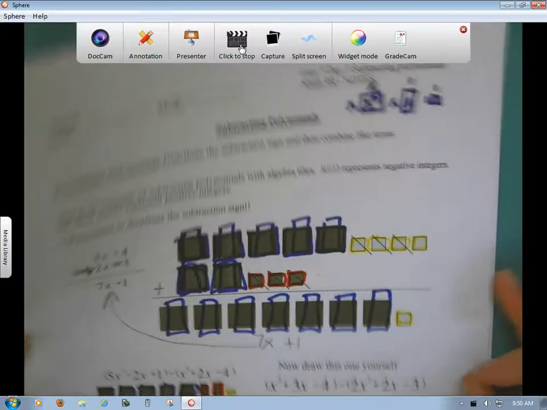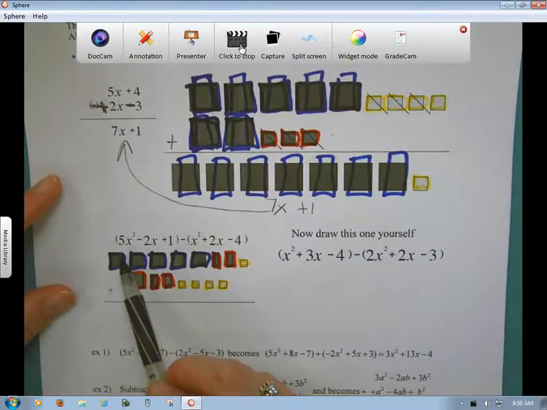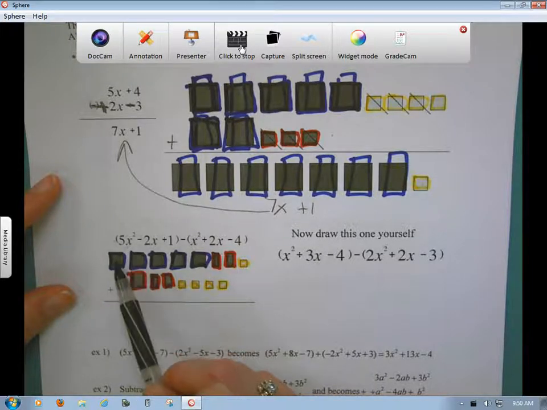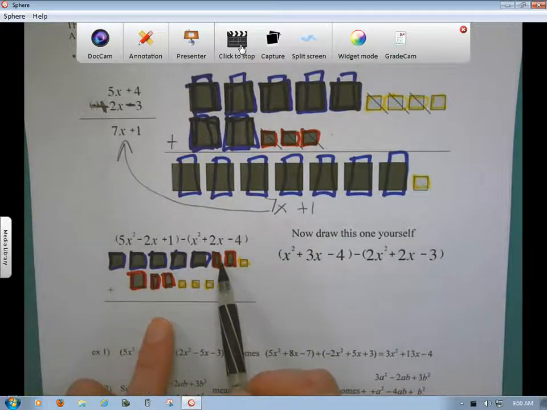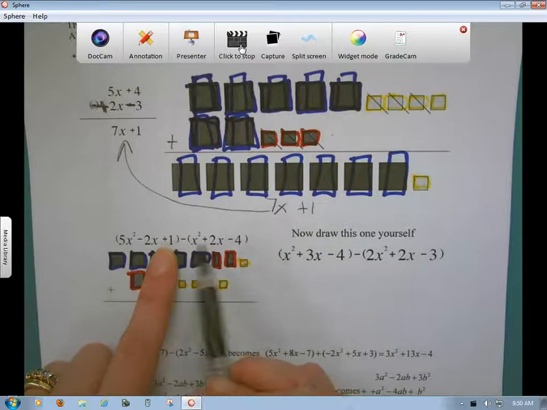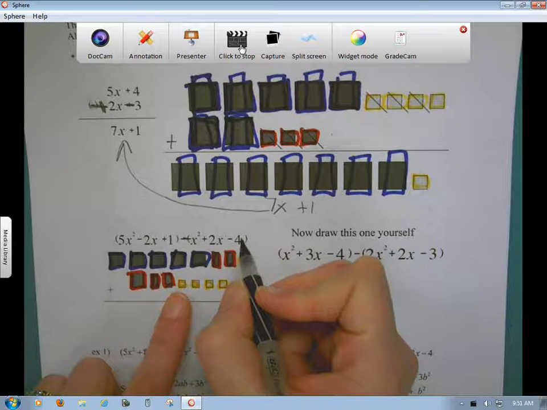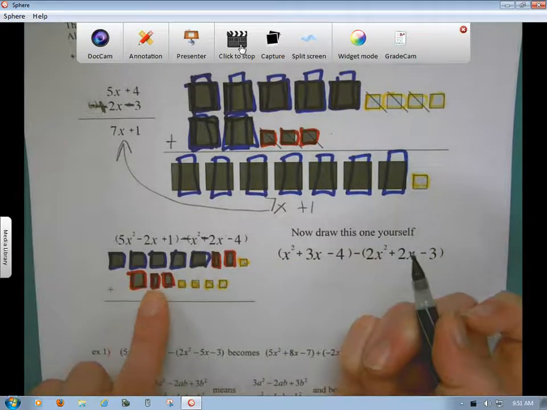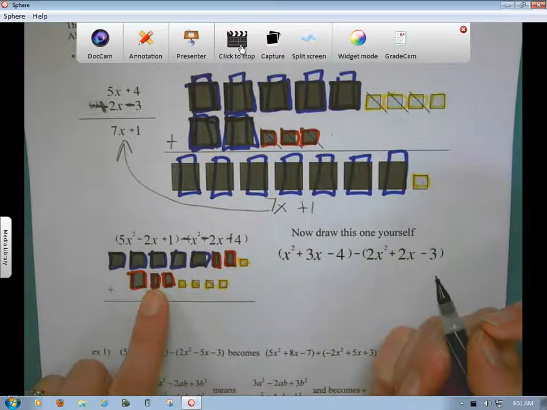So the next one, they model again for you using the algebra tiles. This time they did it correctly. These x squareds are these x squareds. Okay, x squared is a square. So 5x squared, then 2 x's, they're red because it's negative, plus 1. Then distribute this negative, and you get negative x squared, which is this big guy, minus 2x, which is these 2 rectangles, plus 4. So combine like terms.